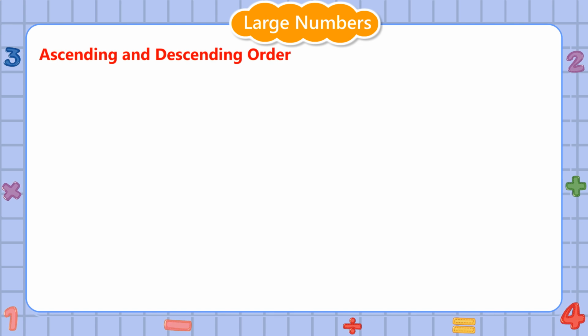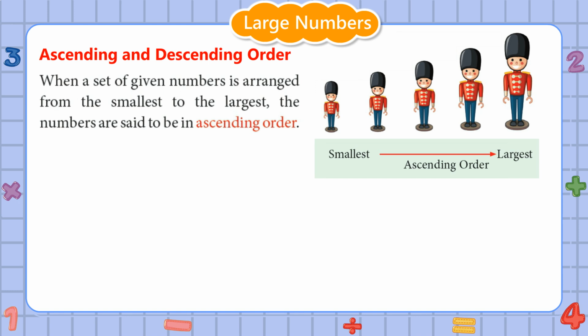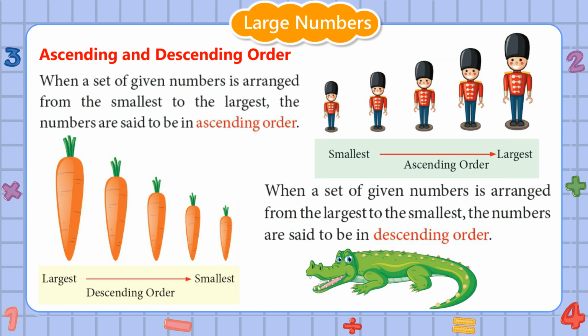Ascending and descending order. When a set of given numbers is arranged from the smallest to the largest, the numbers are said to be in ascending order. When a set of given numbers is arranged from the largest to the smallest, the numbers are said to be in descending order.